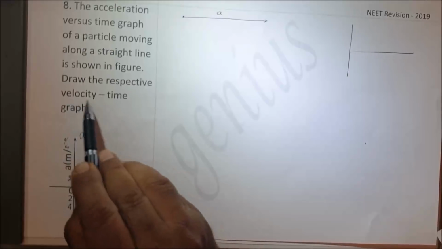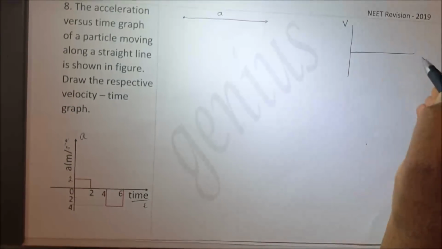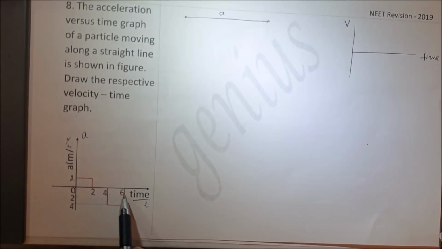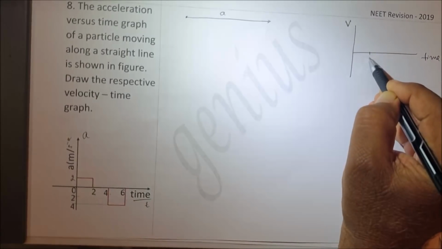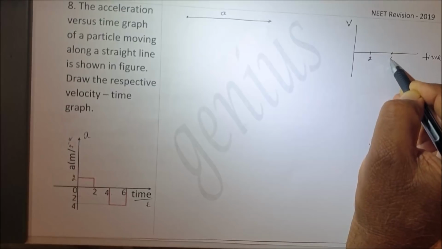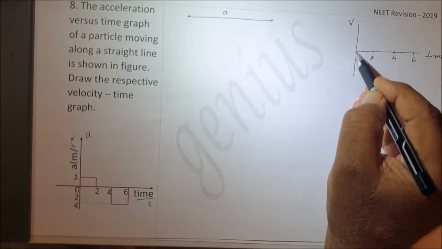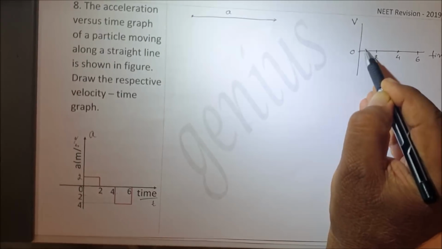That graph should be velocity-time. This has time 2, 4, 6. I also make it 2, 4, 6 for time. Okay, start with 0 here.